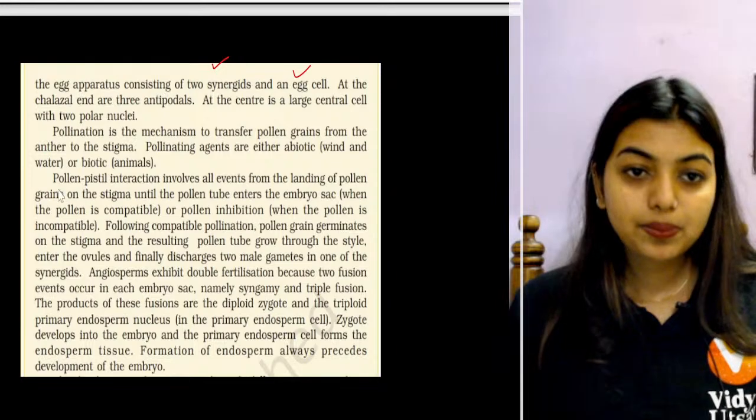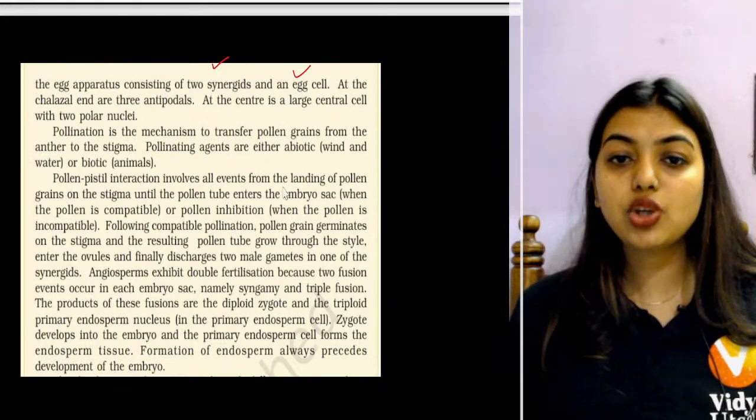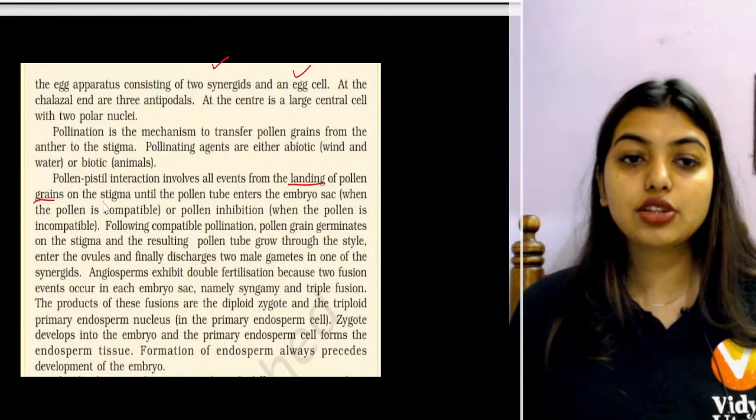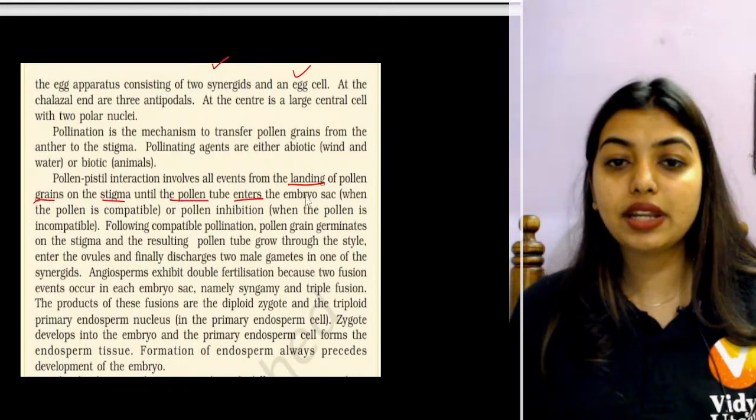Pollen-pistil interaction involves all the events from landing of the pollen grains on the stigma until the pollen tube enters the embryo sac.